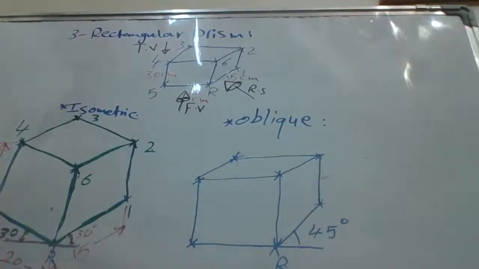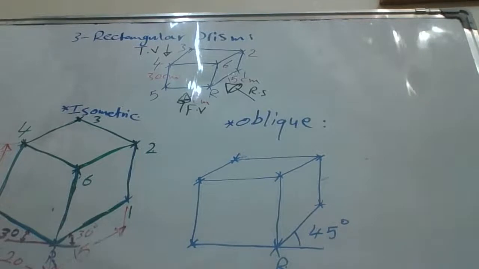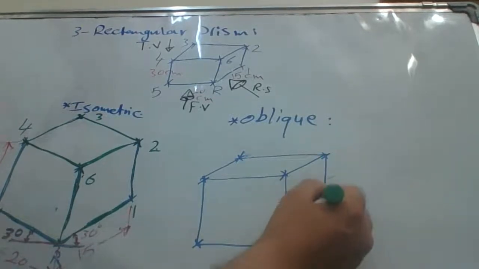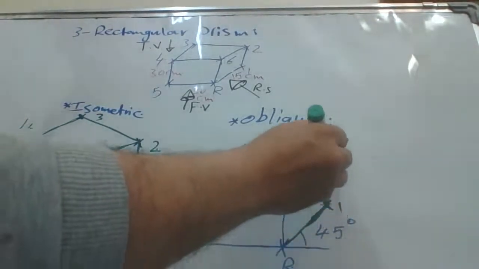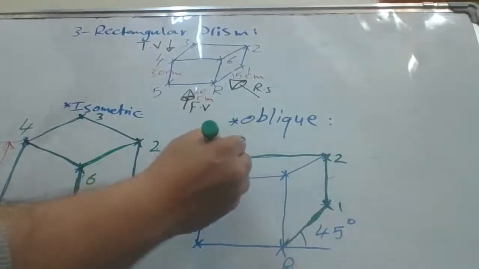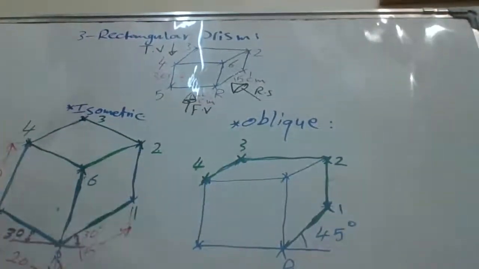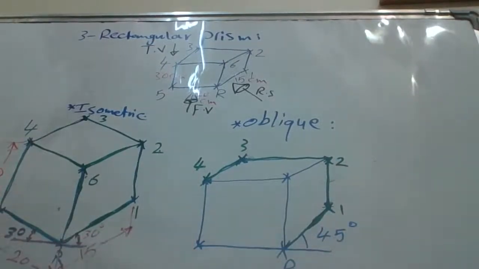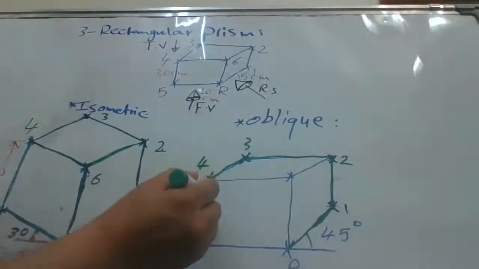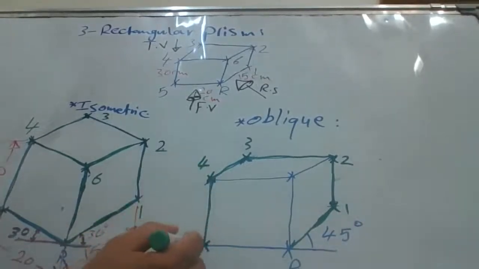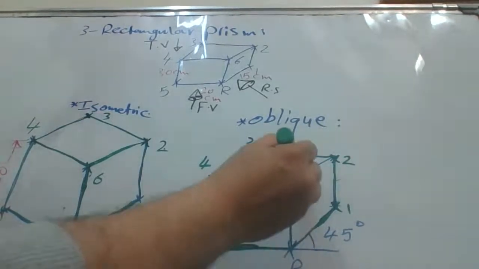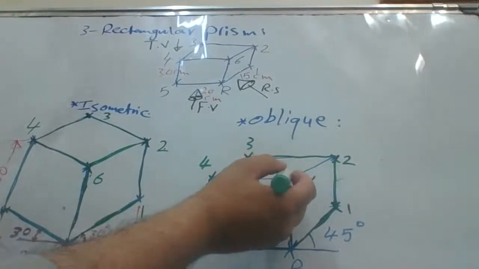The same procedure we follow as we did before: R, 1, 2, 3, 4, 5, R, 6.